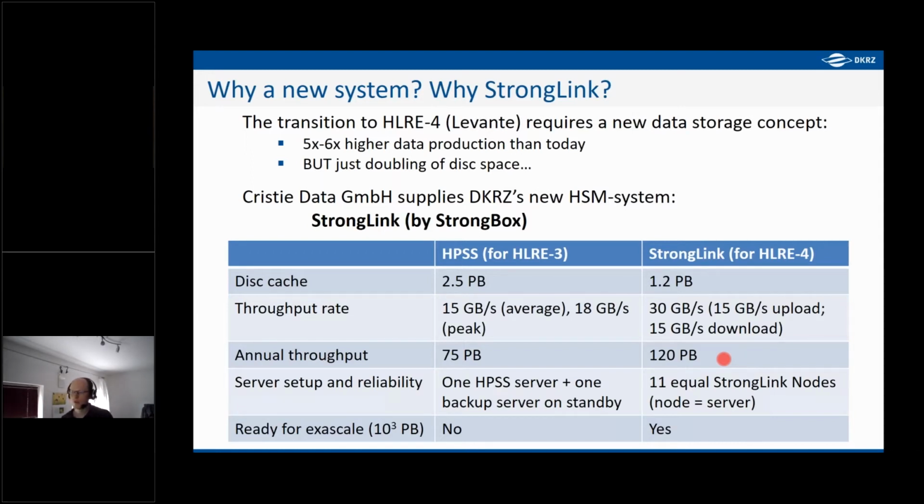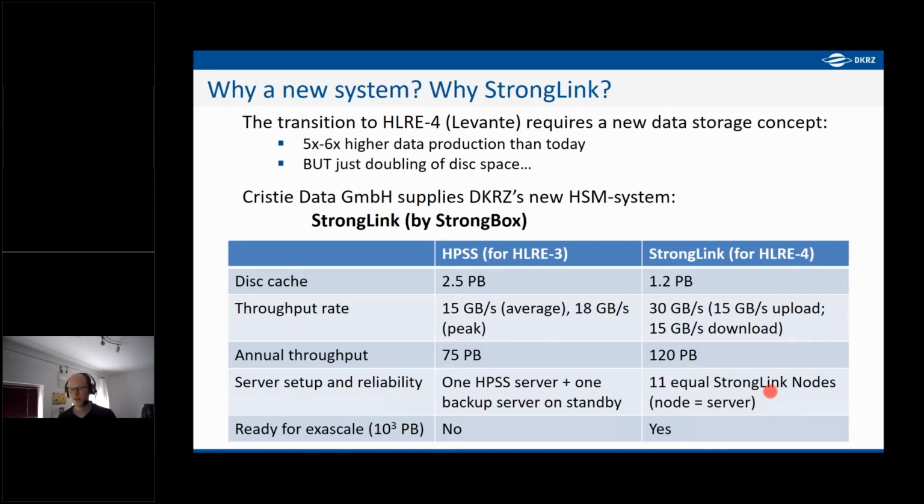What is different at the moment: with HPSS, we have one HPSS server and one backup that's on standby. The StrongLink system consists of 11 equal nodes. They share the load, and if you archive something, the node which has the lowest load at the moment will take over your request.